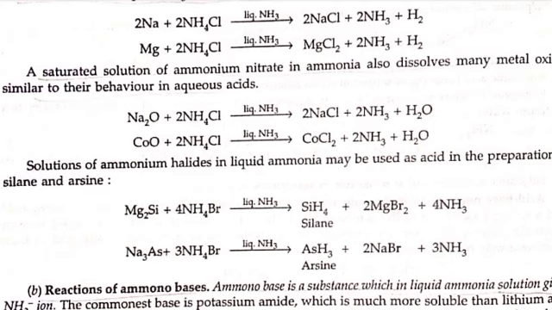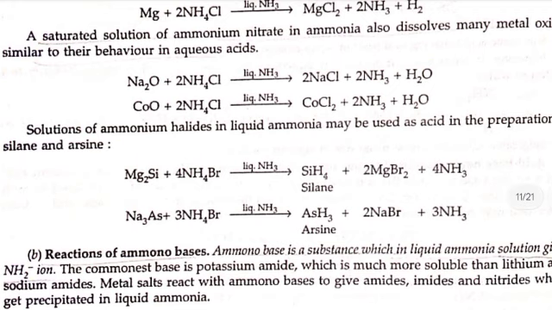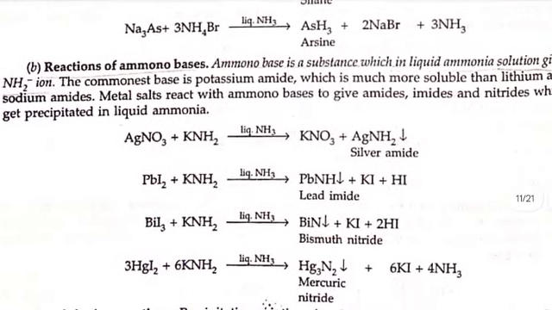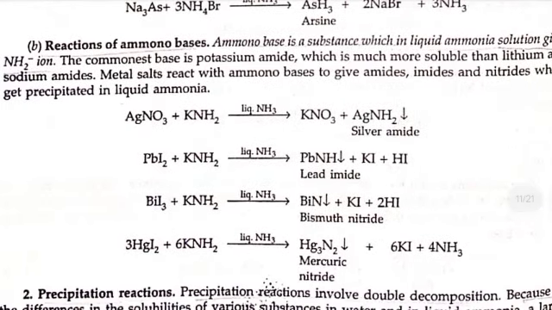For example, Na2O plus 2 NH4Cl in liquid ammonia gives sodium chloride, ammonia and water. Copper oxide plus ammonium chloride in liquid ammonia gives copper dichloride, ammonia and water. Solutions of ammonium halides in liquid ammonia may be used as acids in the preparation of silane and arsine. Reactions of ammono bases. An ammono base is a substance which in liquid ammonia solution gives NH2 minus ion.